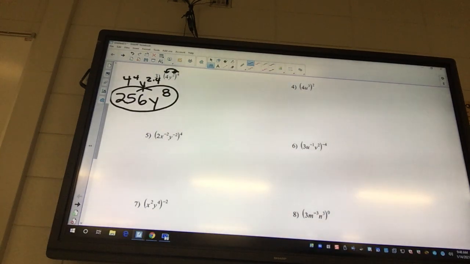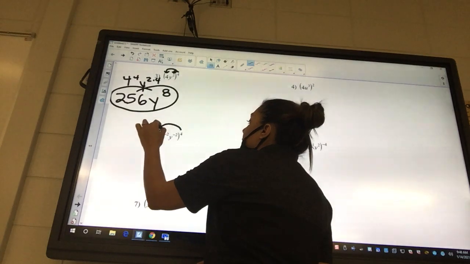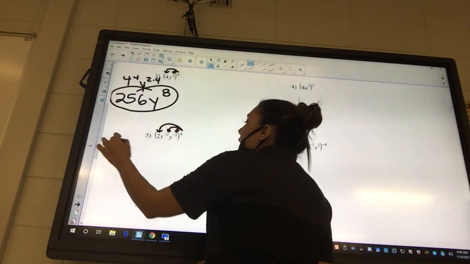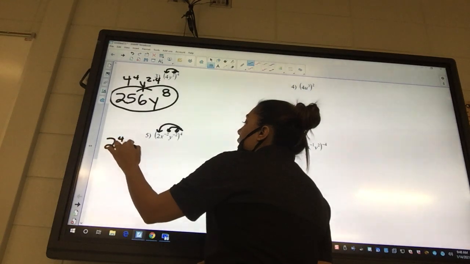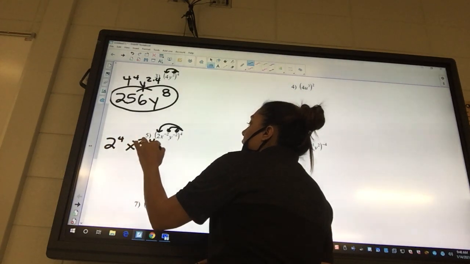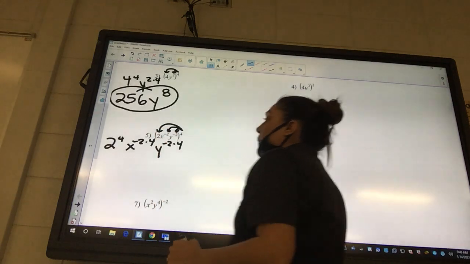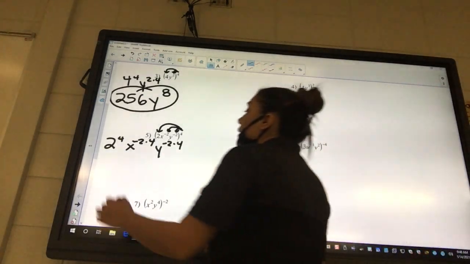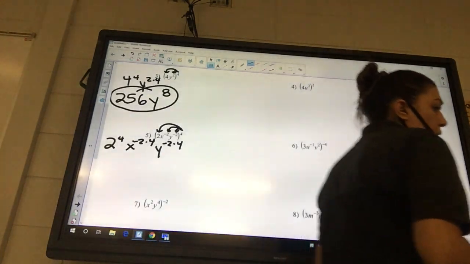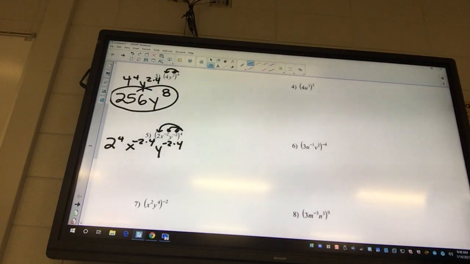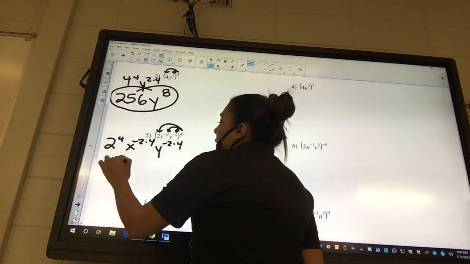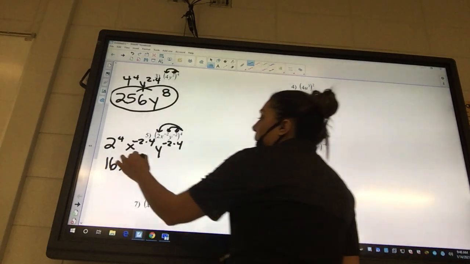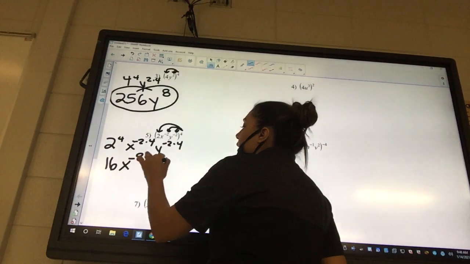Okay, if we look at 5, we're going to transfer this 4 to every single piece. So I'm going to have 2 to the 4th, x to the negative 2 times 4, y to the negative 2 times 4. 16? No. It's 2 to the 4th. 2 times 2 times 2 times 2 is 16. So I'm going to have 16 x to the negative 8, y to the negative 8.